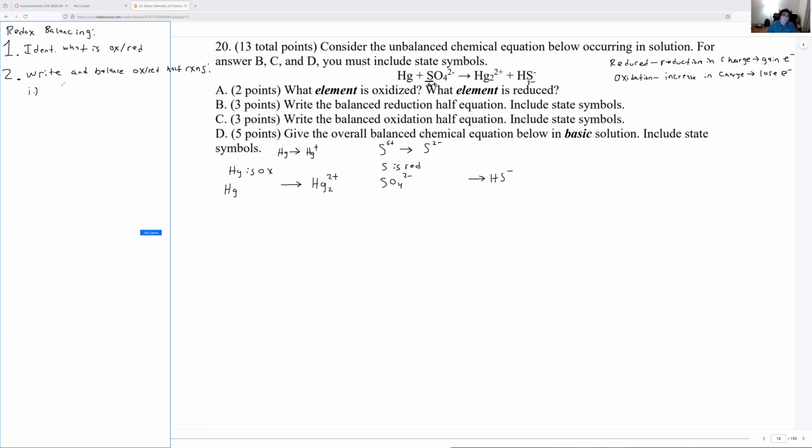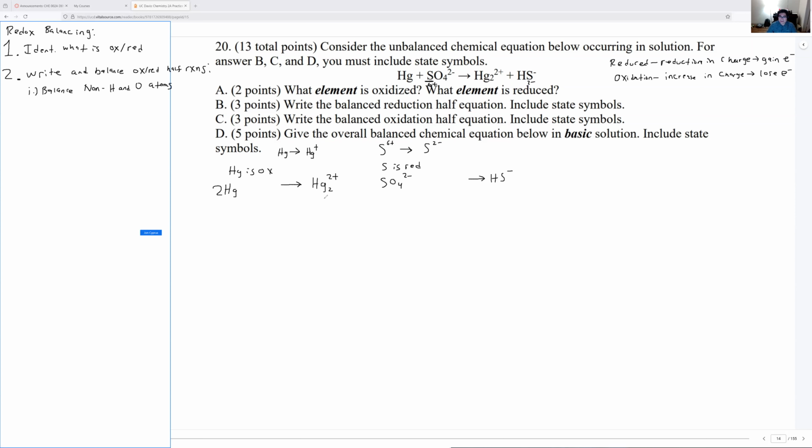So step one of balancing these is you balance the non-hydrogen and oxygen atoms. So you just balance them like normal. I'm going to do mercury first. I need two mercuries, two Hgs on the left because I have two on the right.